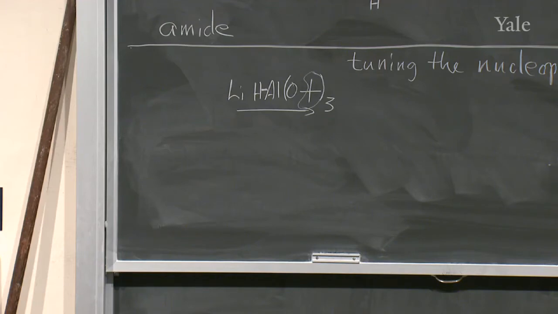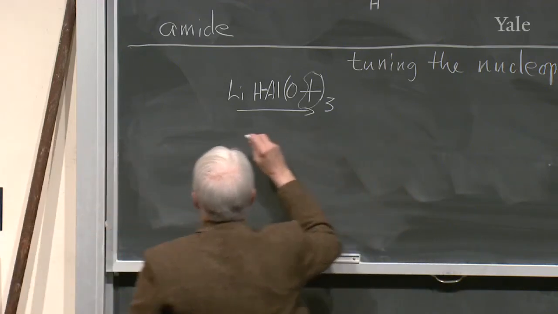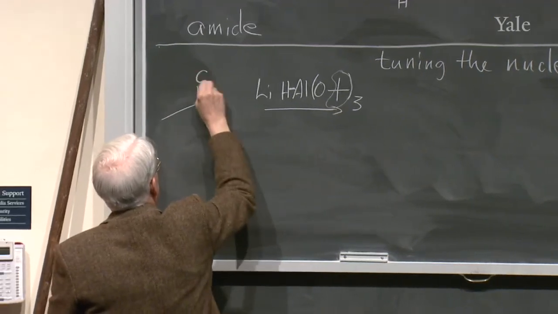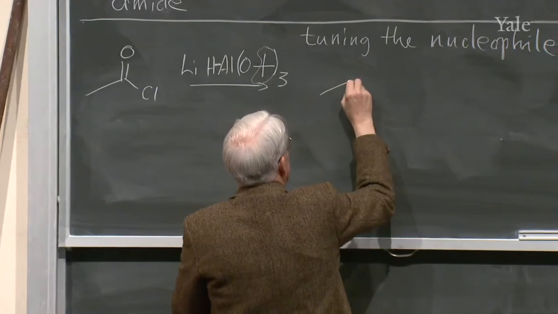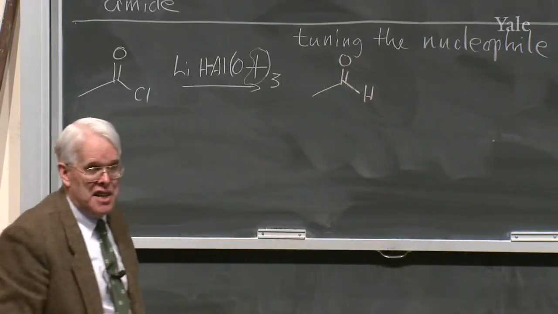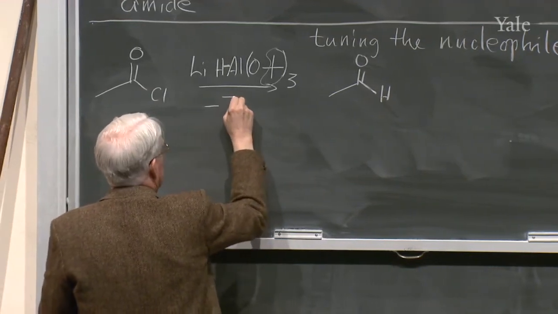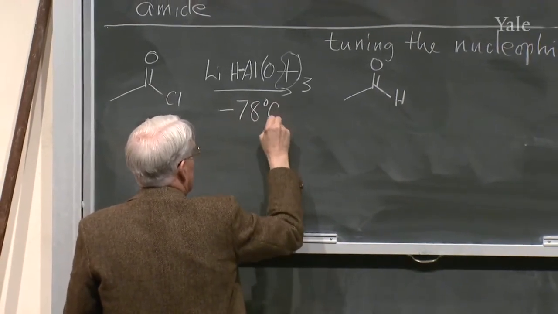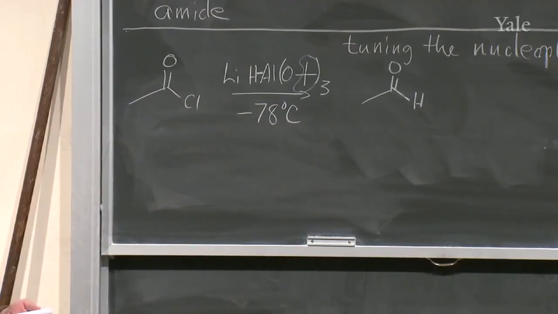Right, it's big, so it's hard to approach, okay? So it's reactive enough to take the acid chloride to the aldehyde, but not to take the aldehyde in the second step. It's used at very low temperature, at dry ice temperature, right? So that second reaction won't happen.